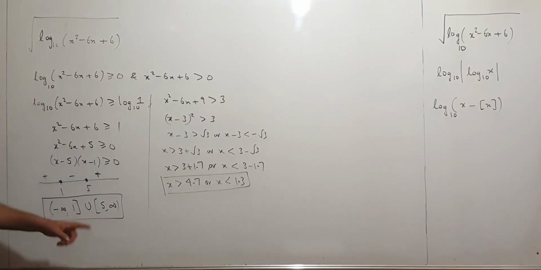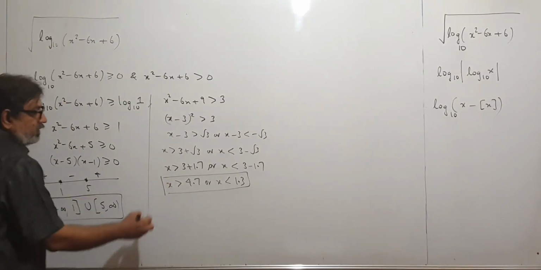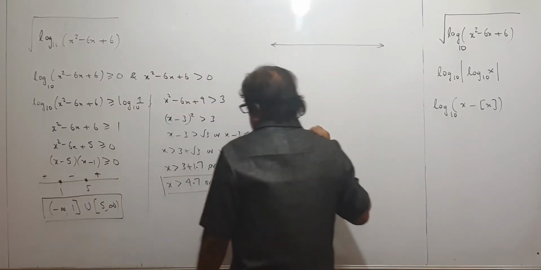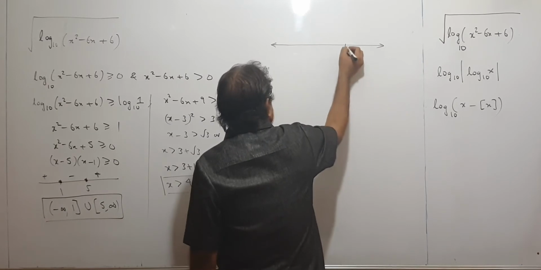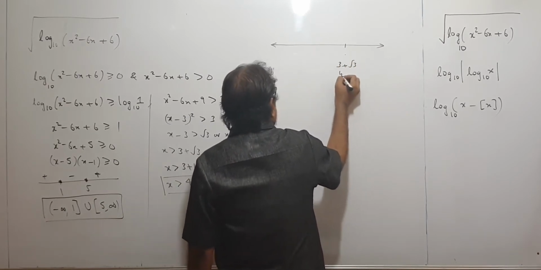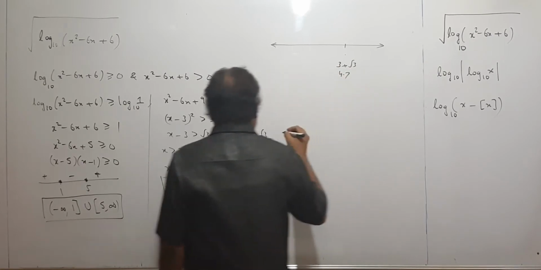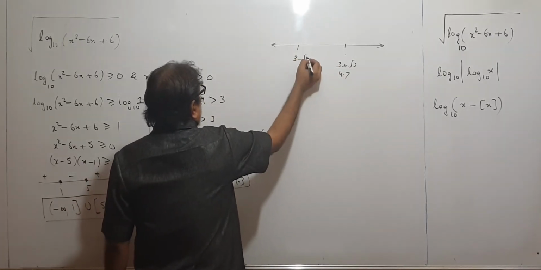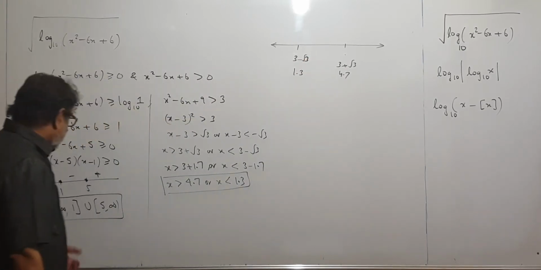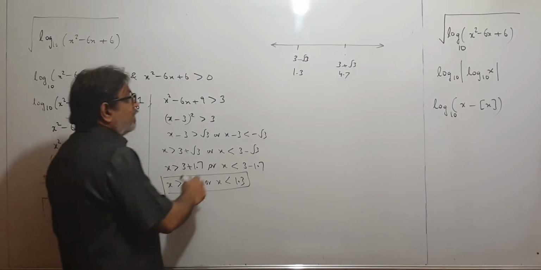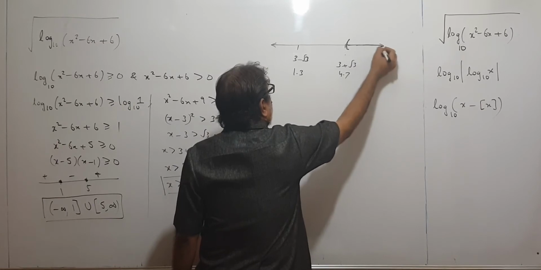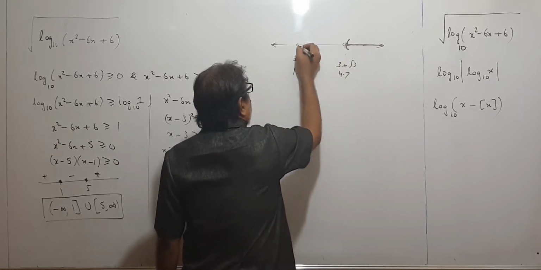So if we take the intersection of both, this is C. This is 4.7, which means 3 plus root 3, and this is 4.7. This is 3 minus root 3, and that is 1.3 approximately, I am writing. And here it is said from minus infinity to 1. So that means this is from 4.7 to here. This number is not included, this number not included here.